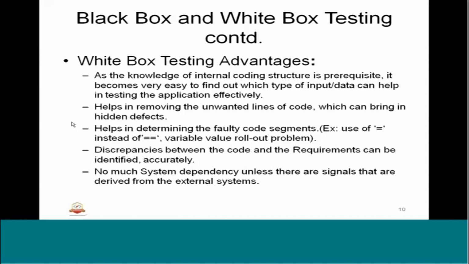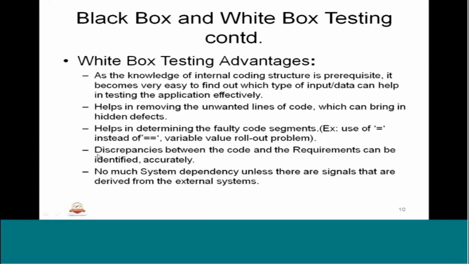Helps in determining the faulty code segments. That means, as I said, the lines of code when we do a statement-level check with white box testing, if the user has implemented wrongly, suppose instead of equal to, he has used double equal to, the meaning is entirely different. Whereas the first one is for assignment, the second one is for comparison. So the purpose of that line varies, and the fault is already existing. That is how white box testing will bring out all this faulty code which is implemented.